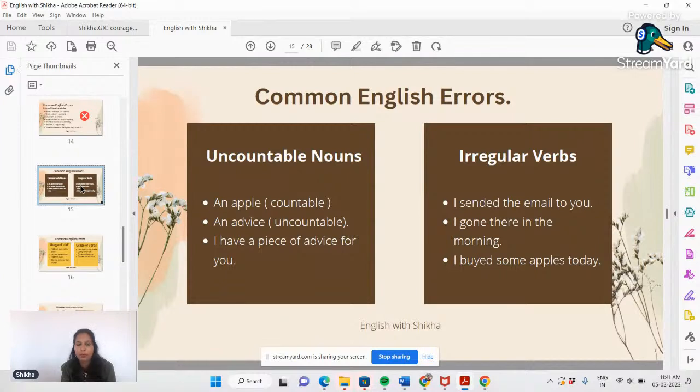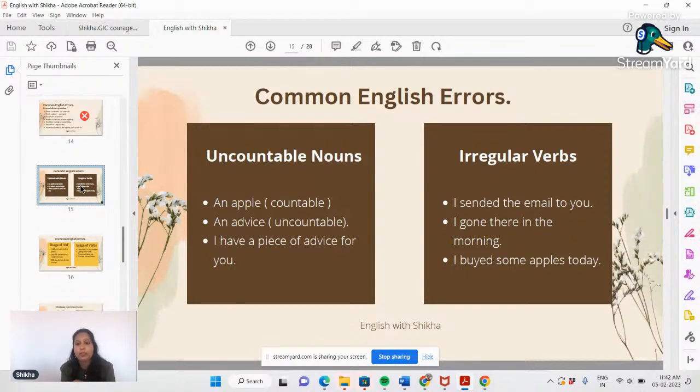Sent. In the same way, build. Yes, build. I have built a house. Okay, why am I using built? The past form of build is built. Okay, and the V3 form also is built. Built, built, built, built. Right?